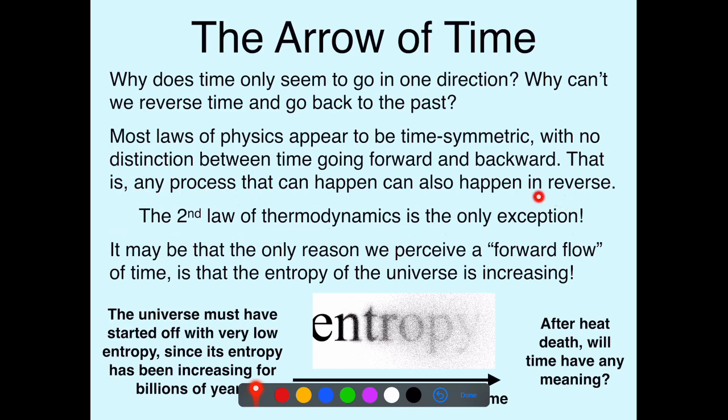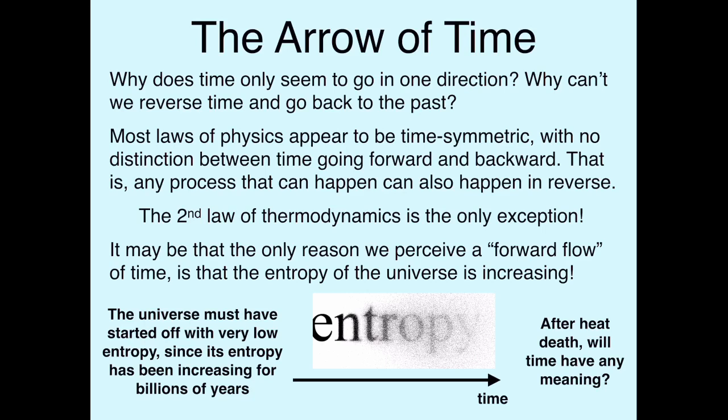In the second law of thermodynamics, there is a difference between the past and the future, because in the past, entropy was lower, and in the future, entropy is higher. So we can actually distinguish between them in the second law. That may be the reason for the arrow of time. It may be that the reason we seem to perceive time going forward is that the entropy of the universe is increasing. That might be the explanation for the arrow of time.